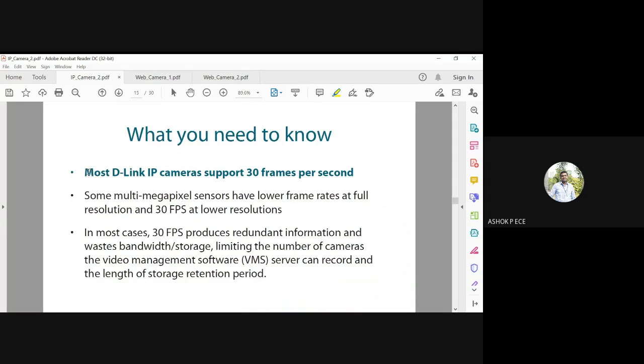Most D-Link IP cameras support 30 frames per second, but 30 frames per second recording of images and videos is not necessary, as we see. Okay, some offer 30 frames per second at low resolution. Mostly 30 frames per second is going to produce redundant information, as I told you, right? So it is going to limit the bandwidth. You are going to waste the storage. The video management server can record for the length of the retention period. So if you reduce from 30 to a lower number, you can save bandwidth, you can save storage, and you can store more data coming from the camera for a longer period of time.